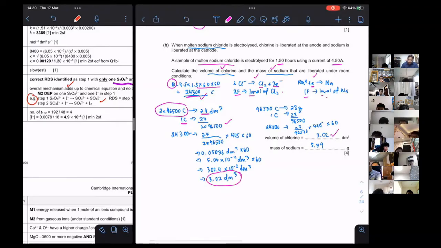And for sodium, 1 mole of sodium is going to be 23 gram. So 1 Faraday is 96500. I count for 1 coulomb. Okay, and then after that for this, what is the mass? When I calculate, I will get 5.79 gram. Yeah, this is straightforward, but this is not what I am expecting.